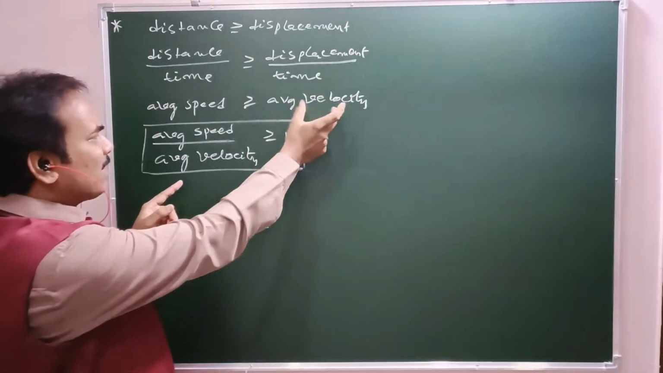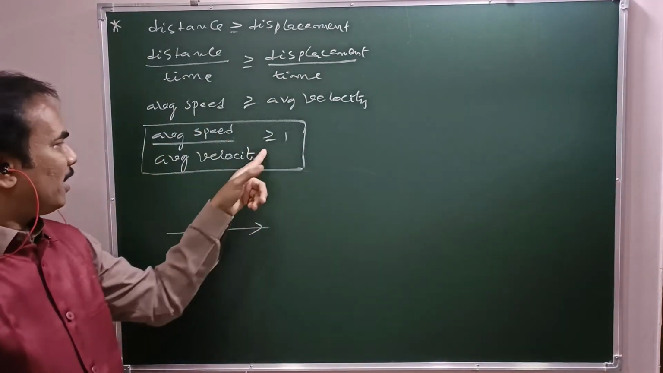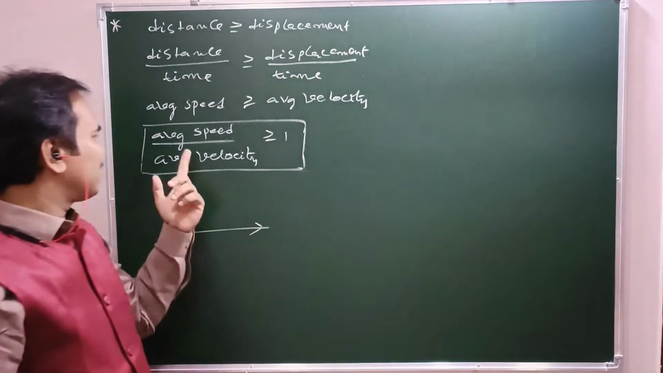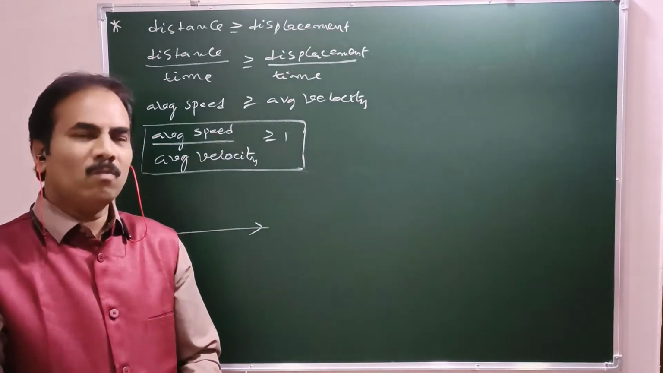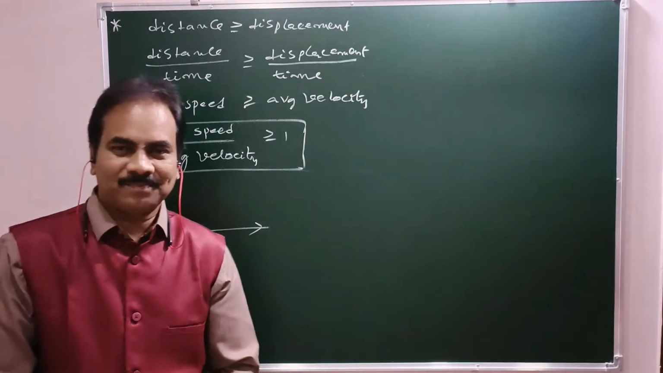Taking average velocity to the LHS, average speed upon average velocity is either greater than or equal to 1. So this is the ultimate result: average speed divided by average velocity is greater than or equal to 1. Right. Now coming to numericals.